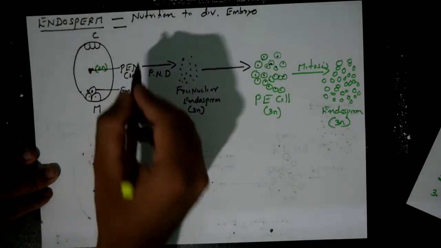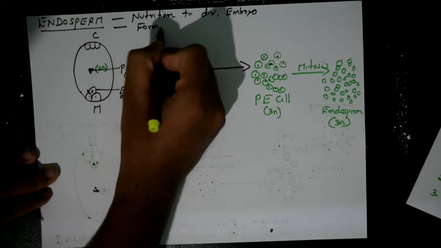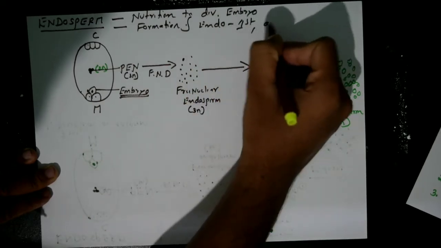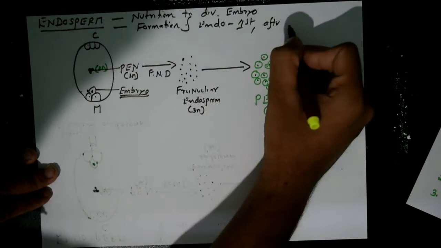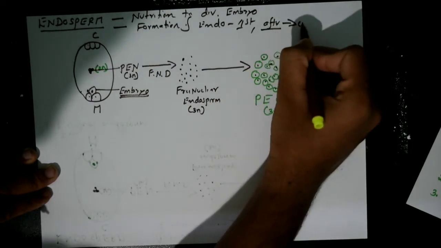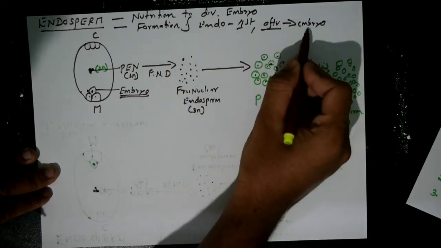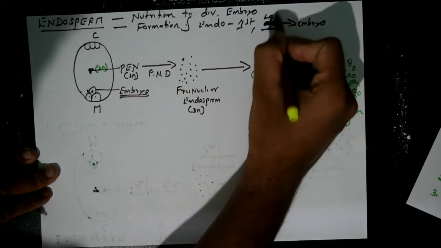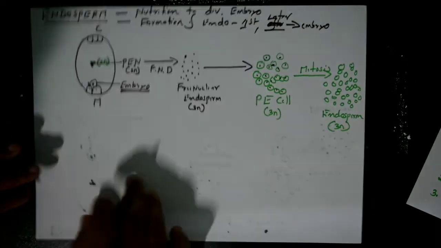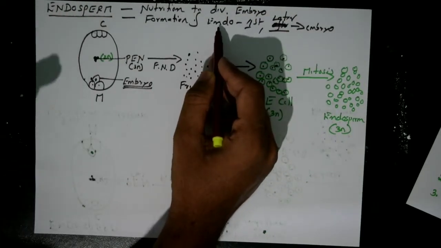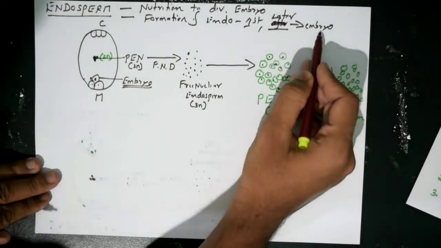Another important thing to note is that formation of endosperm takes place first. After that you see embryogenesis. First is endosperm formation, later you see the embryo. Later embryogenesis takes place. Why like that? Because somebody should be prepared for providing nutrition to the embryo, correct?